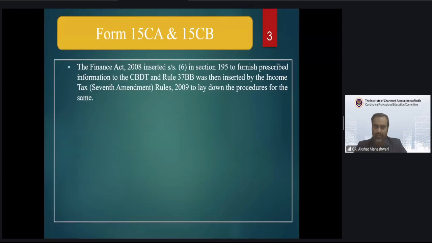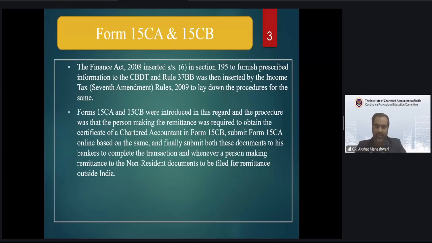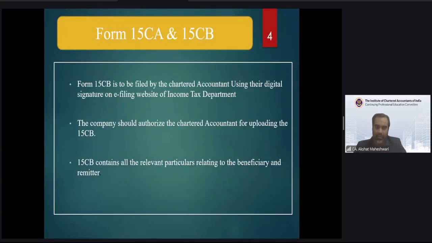The first aspect is section 195(6). Under section 195, I think everybody has read it. Whenever we are making a payment to a non-resident, section 195 is applicable. 195(6) clearly says, if any transaction is prescribed in Rule 37BB, then we have to obtain a Form 15 CA and CB. We have to file Form 15 CA at the income tax portal of the remitter and obtain a Form 15 CB from a practicing chartered accountant. Along with Form 15 CA, there are certain documents that we always have to take from the client so that on that basis we can issue Form 15 CB.